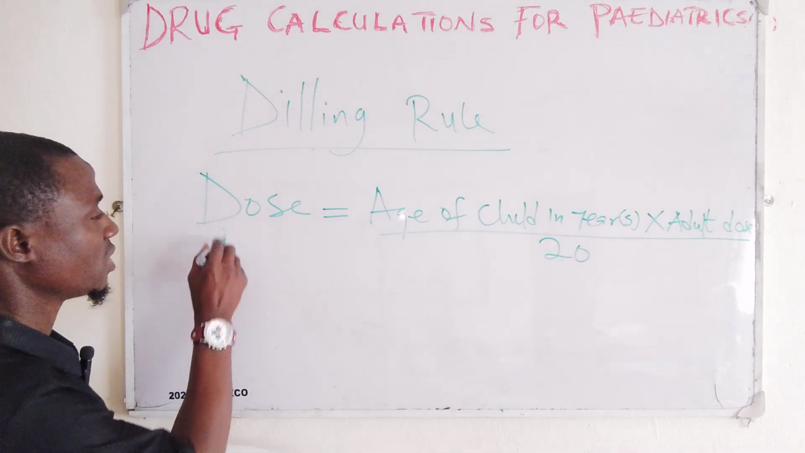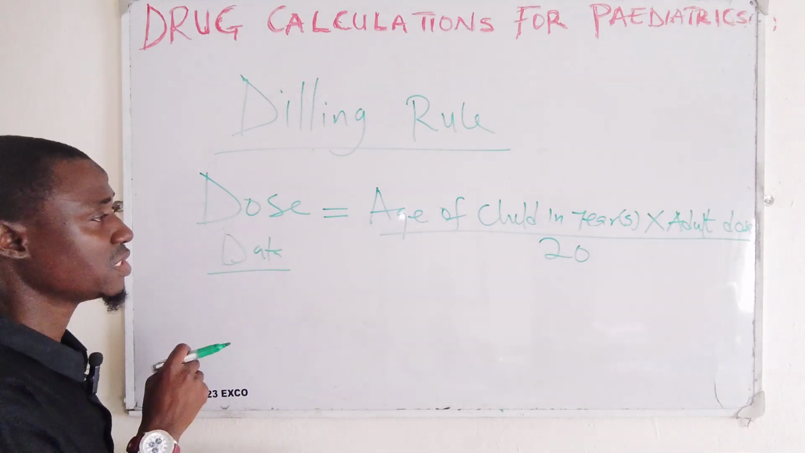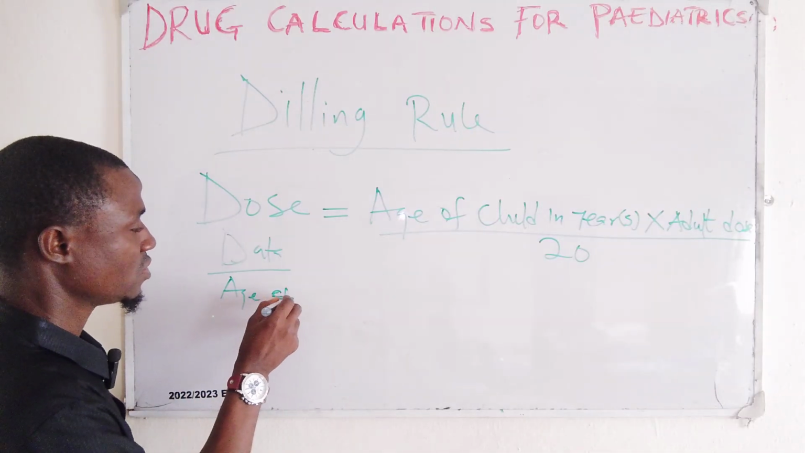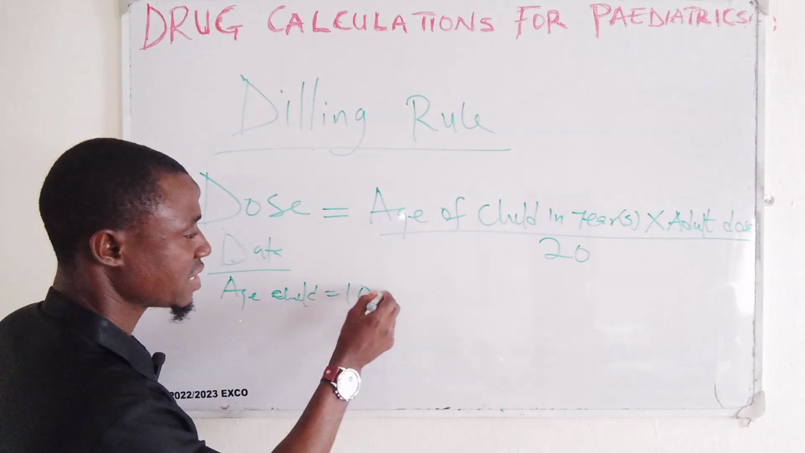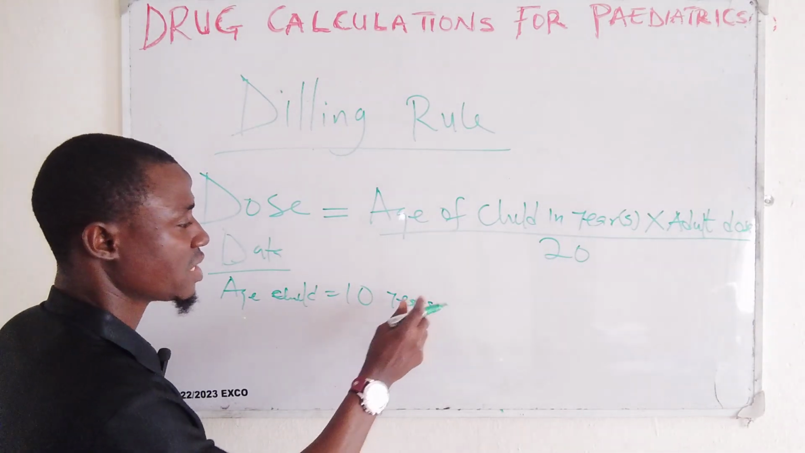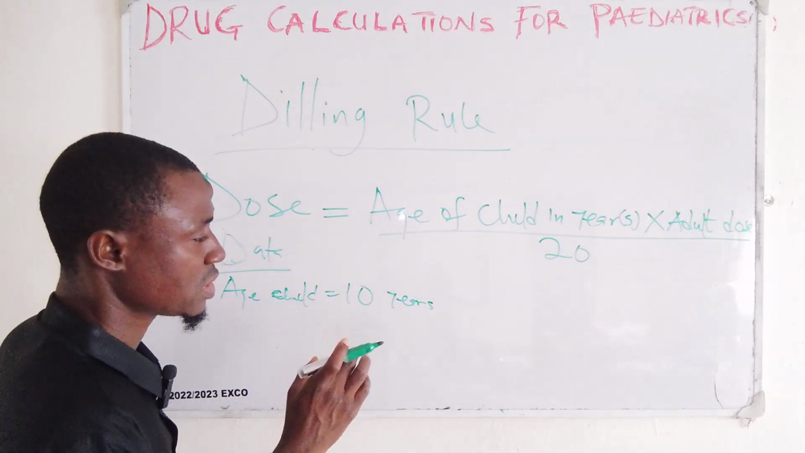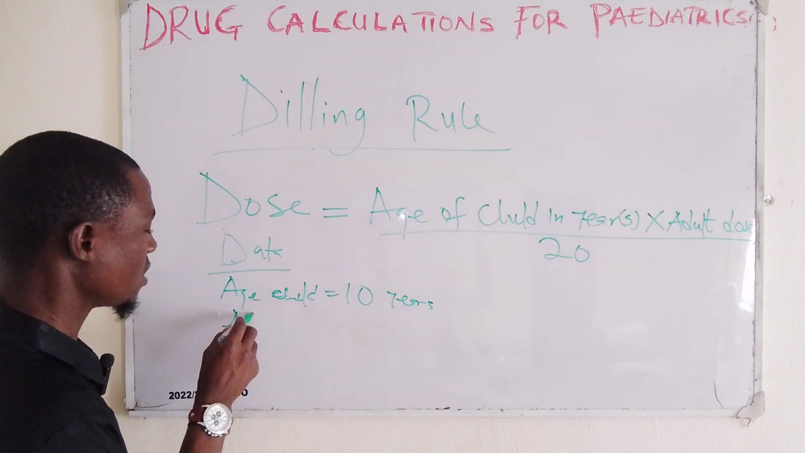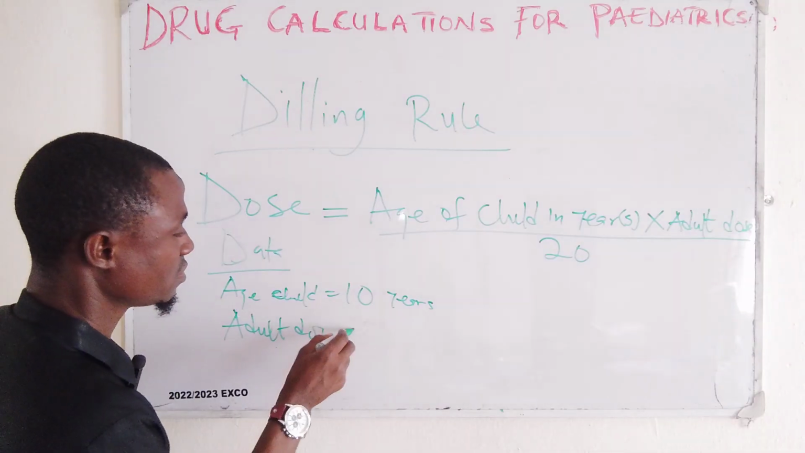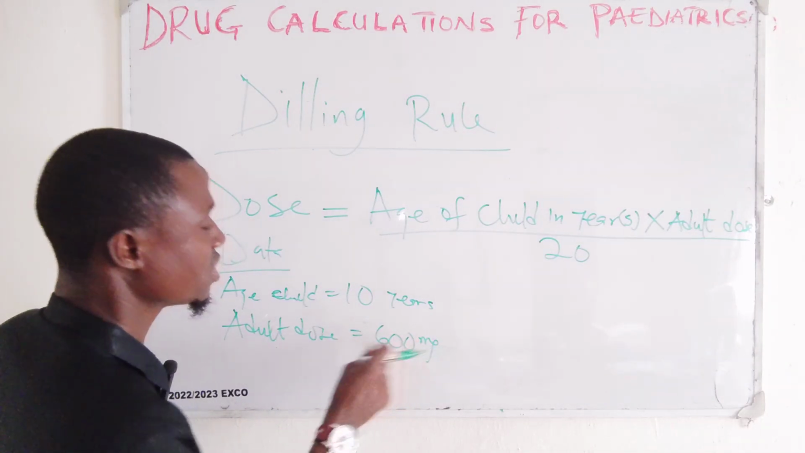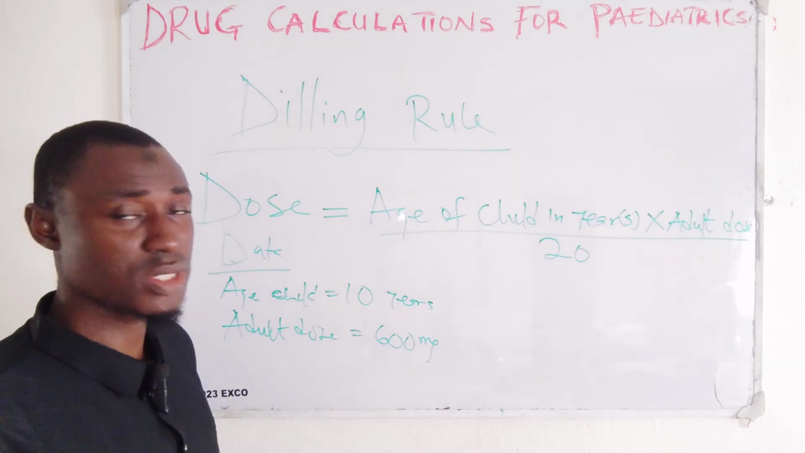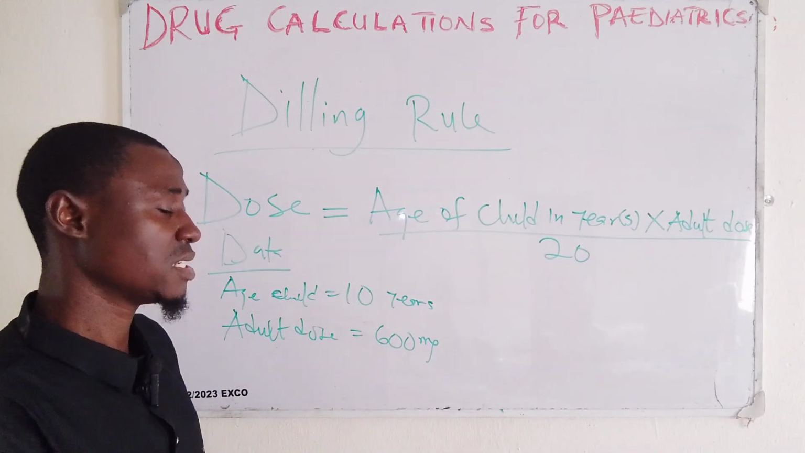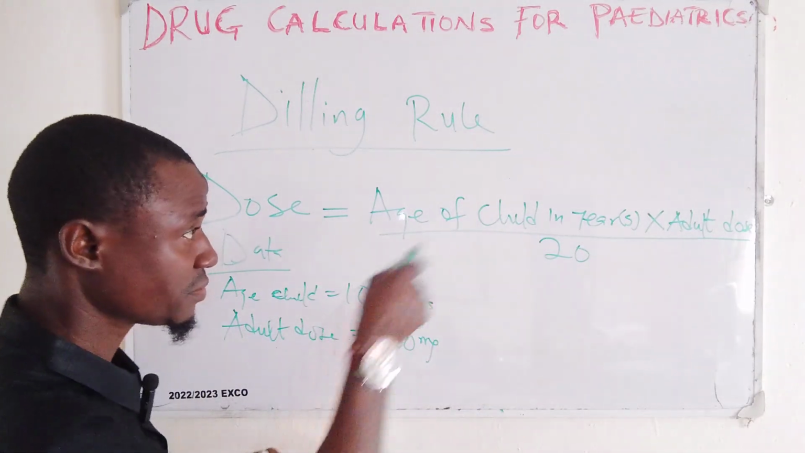The first information we're given is the age of the child, which is 10. So the age of the child is 10 years. I want to calculate his dose for the drug paracetamol. Then the adult dose has also been given to us as 600 milligrams. So these are the two most important parameters that we have extracted from the question, and this is the only information that we need considering the formula.